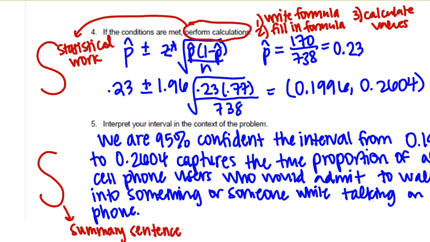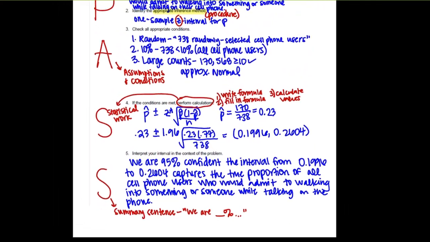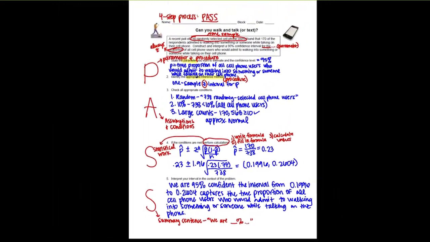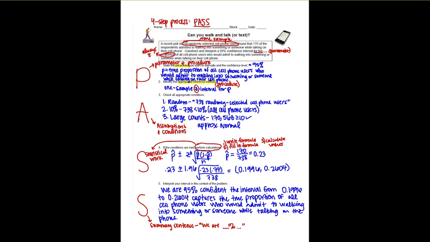And so in this case, we are blank percent. And we'll learn one more summary sentence for tests when we get to the next part of our unit. But right now, we're on intervals. So our 4-step process spelled out the word PASS.